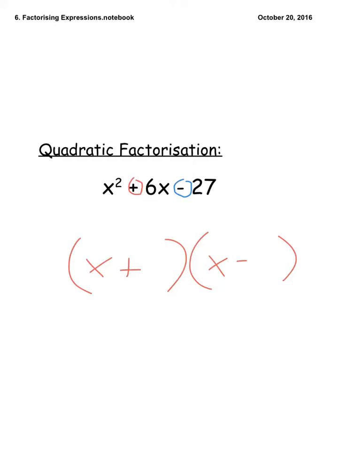And we're looking for two things that times together to make 27, but have a difference, because there's a negative there, of 6. So two things that are 6 apart that times together to make 27. It's not 1 and 27, because those are 26 apart. It has to be the other two things that times together to make 27, which are 9 and 3. Those are 6 apart.